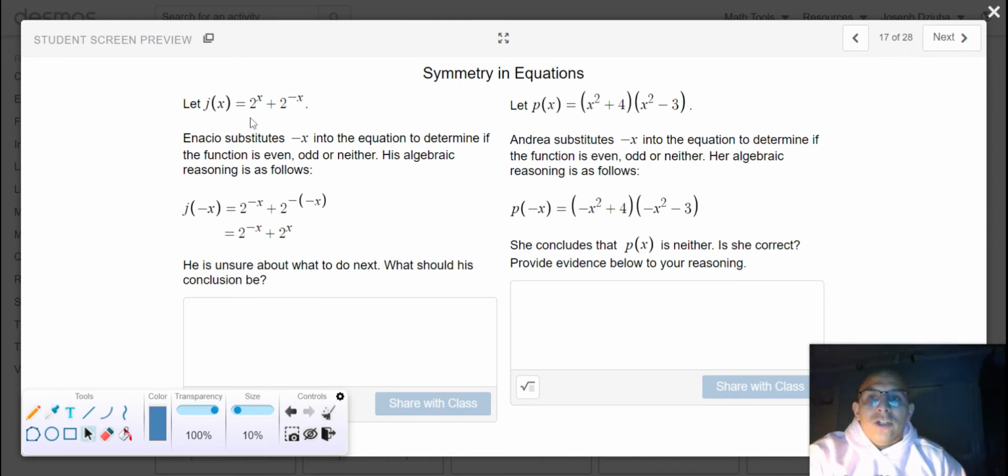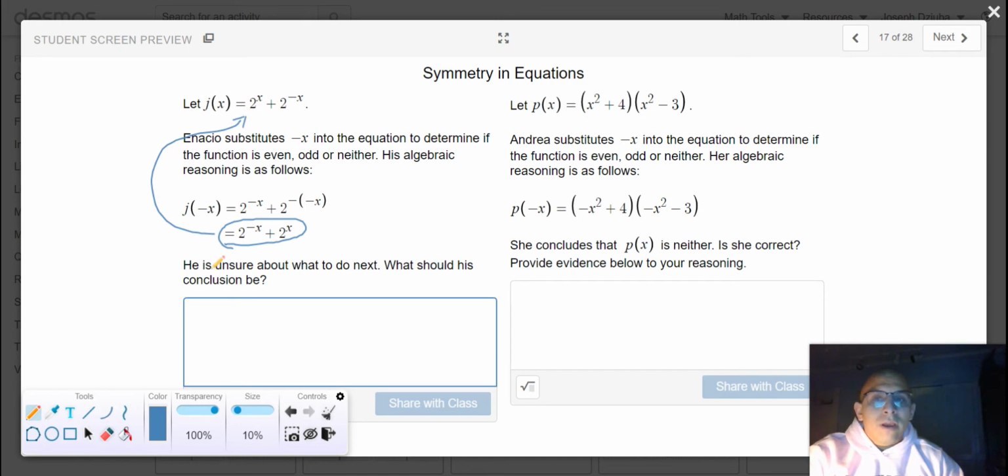So Ignacio is working with this function j of x, 2 to the x plus 2 to the negative x, and he substitutes negative x into the equation to determine if the function is even, odd, or neither. His algebraic reasoning is as follows. He winds up with 2 to the negative x plus 2 to the negative x. That negative x is going to simplify, but if we take a look, this expression looks strikingly similar to that expression.